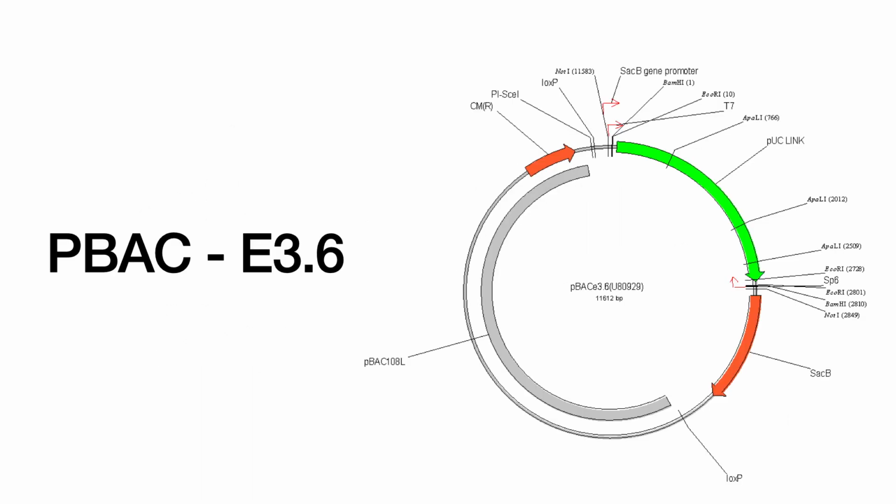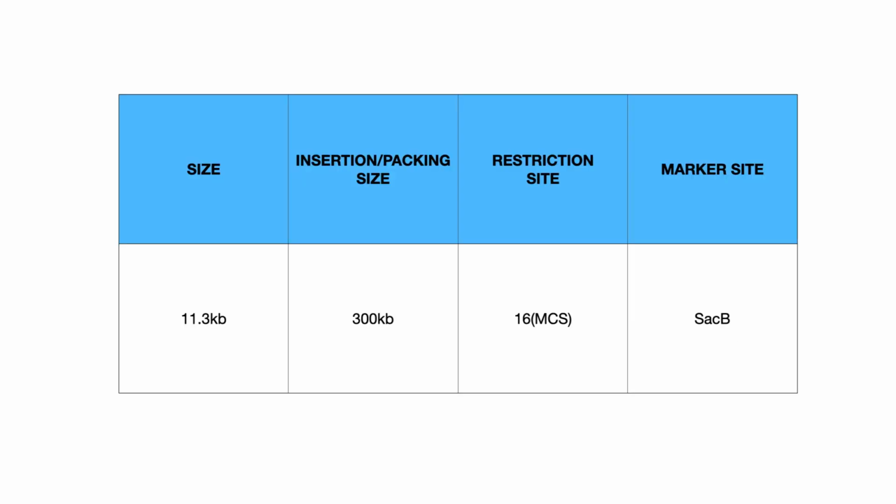PVAC E3.6 is another bacterial artificial chromosomal vector. Its size is 11.3 kb and its insertion or packing size is 300 kb, which is 30 times greater than that of a plasmid. It has 16 restriction sites, multiple cloning sites, and one marker site, that is SACB.